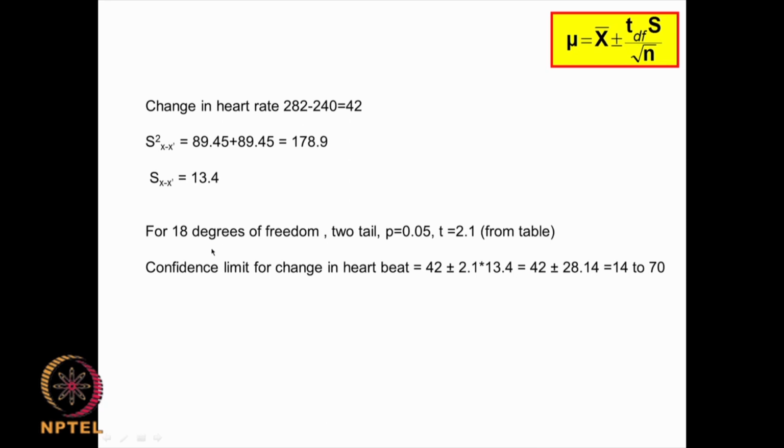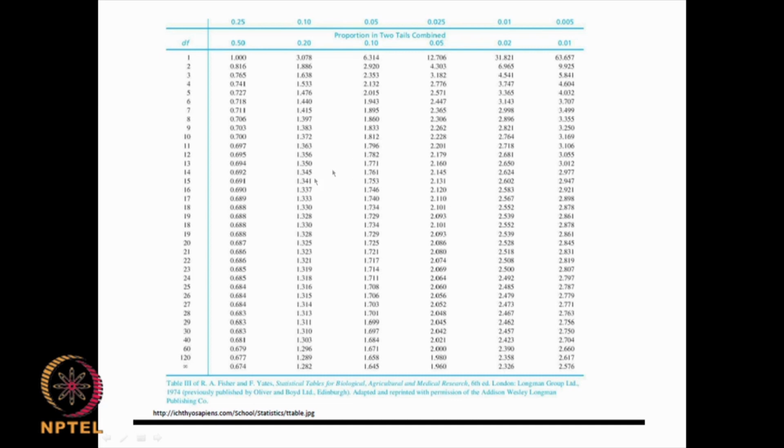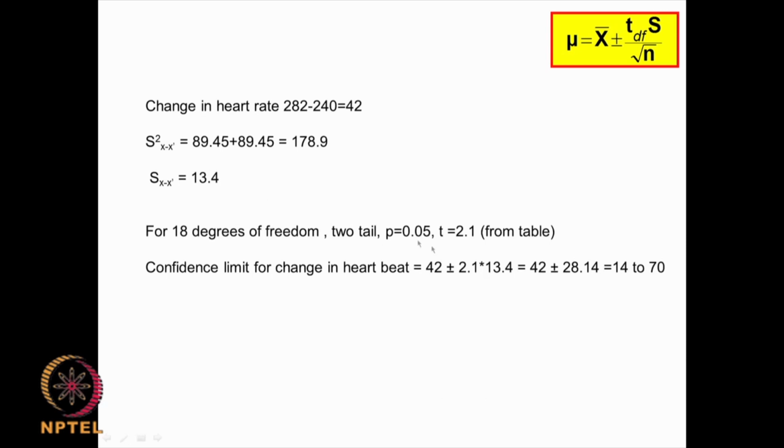Do you understand why? Because the first set has 10 rats, 9 degrees of freedom. The second has 10 rats, 9 degrees of freedom, totally 18 degrees of freedom. I use two tail because this is a plus or minus we are doing. And then t comes out from the table, so 0.05, 18 degrees of freedom, 2.101. So, I substitute here, I put 13.4. So, when I do that, I get the confidence limit for the change in the heart rate at 95% confidence is 14 to 70.